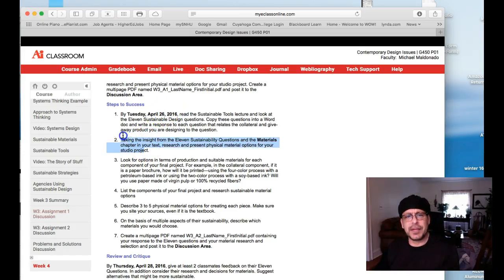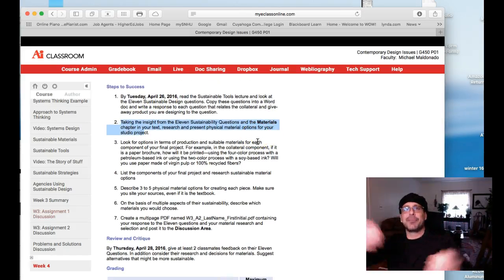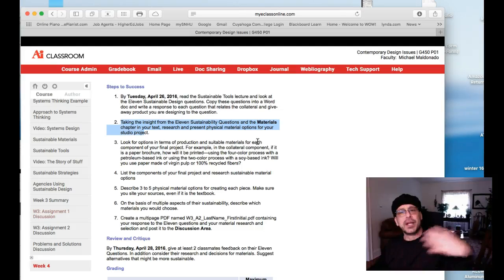So we had the 11 sustainable design questions, and you should put all 3 of your pieces through those 11 questions, not just one, or not putting them through as a group. The 11 questions were designed for this particular type of individual attention. So you can't really put a group of items through 11 sustainable design questions or any other design questionnaire, sustainability questionnaire for that matter. So keep that in mind.